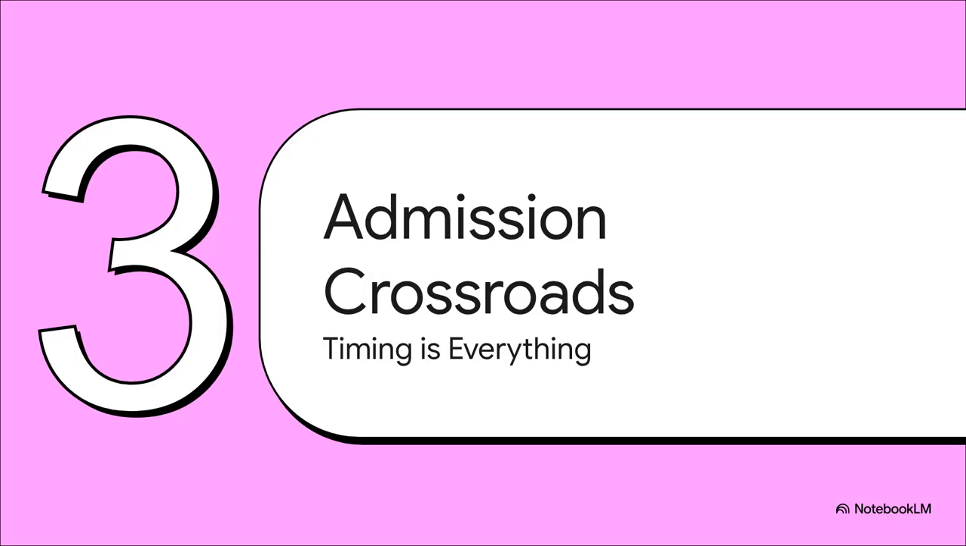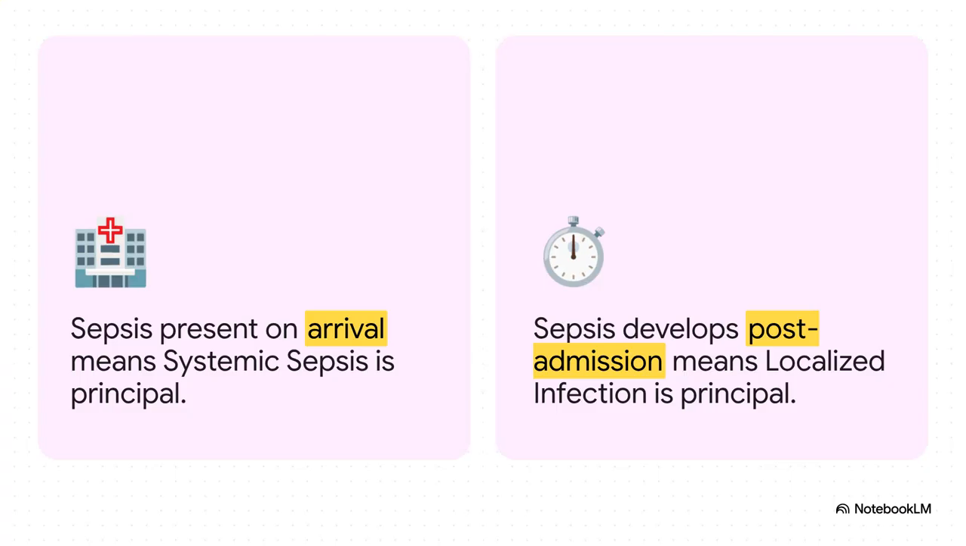Section 3. The Admission Crossroads. We now arrive at a really critical fork in the road. How do you navigate the high-stakes sequencing choice when a localized infection pairs up with sepsis? Well, it hinges entirely on timing and the present on admission, or POA, status.